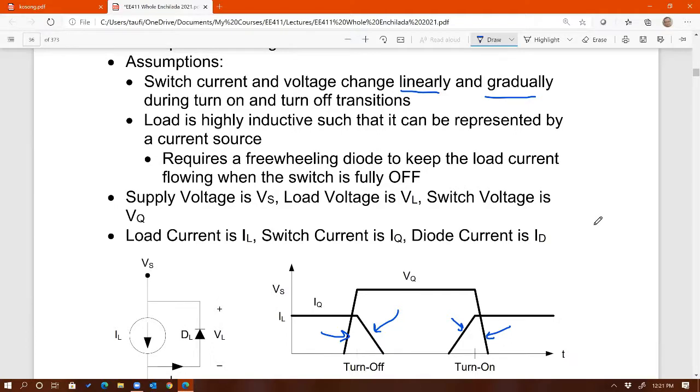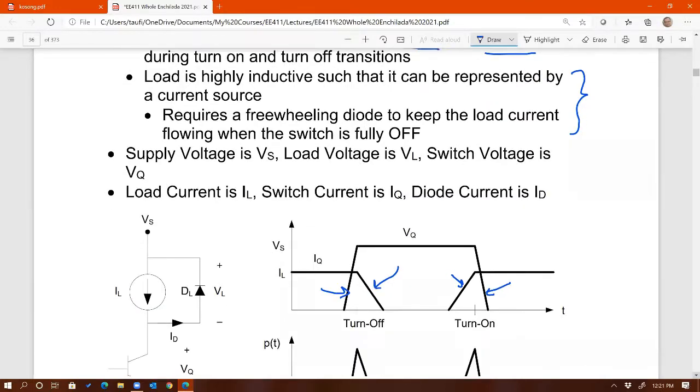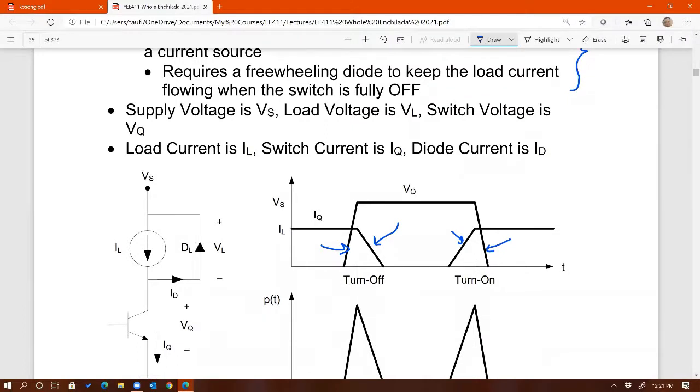Secondly, I already mentioned the second one is that the load is inductive, so therefore it's going to require a freewheeling diode. Now, let's see, supply voltage is Vs, load voltage is VL, that's voltage across the load, right? That's VL, polarity that way. And switch voltage VQ, also plus minus that way.